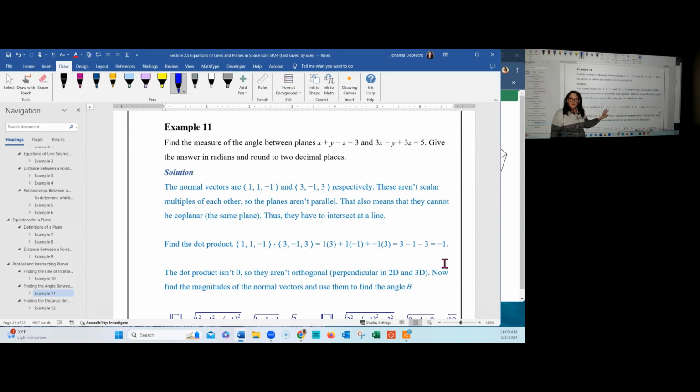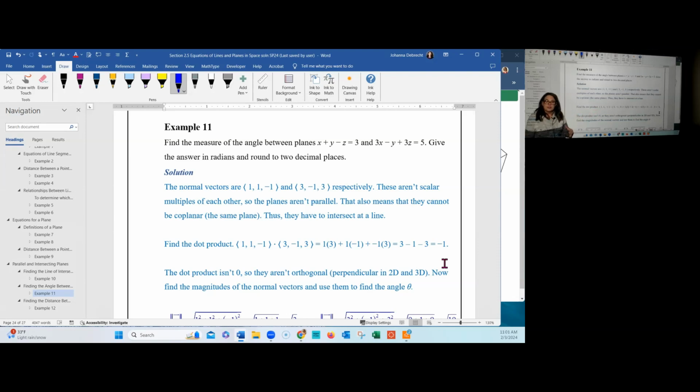So remember, you just multiply corresponding components together. And then we'll take the absolute value of that. I got -1, so I'll take the absolute value, which is 1. And because the dot product didn't come out to be 0, then I know that the angle between them isn't 90 degrees. They're not perpendicular.